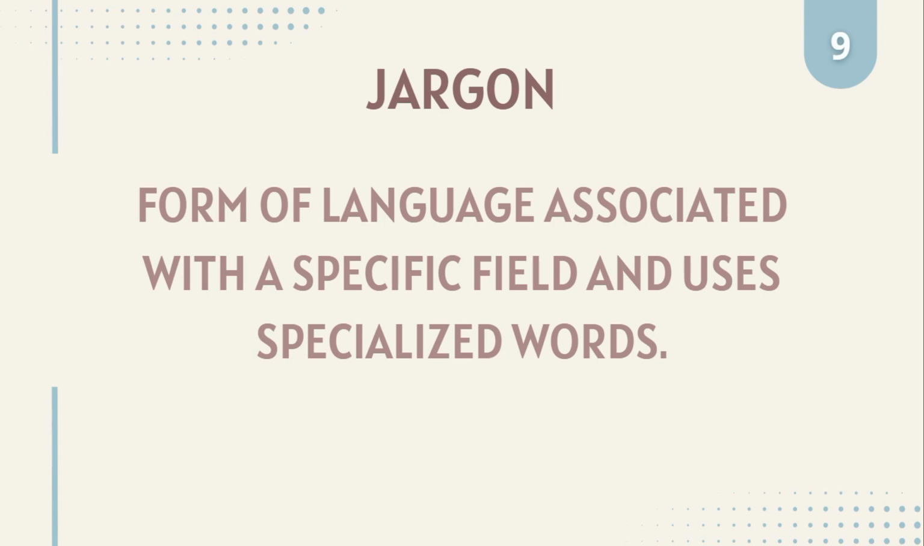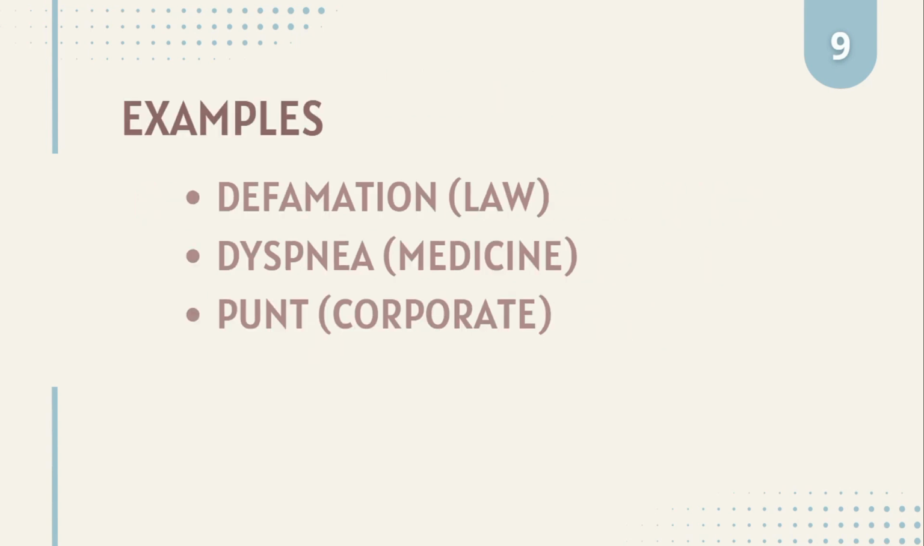Second, the jargon. It is a form of language associated with a specific field and uses specialized words. The language used here will most likely be unfamiliar to common people or individuals who are not in the same field. These terms are examples of jargon words. Defamation is a term used in law that means damage to another person or party's reputation. Dyspnea is used in the medical field and means difficulty in breathing. Postpone is used in the corporate world and it refers to delay.